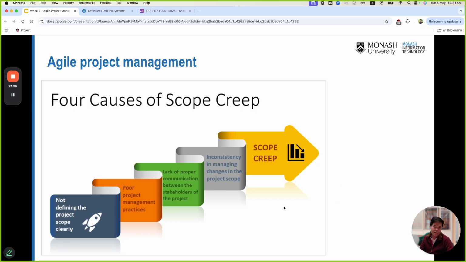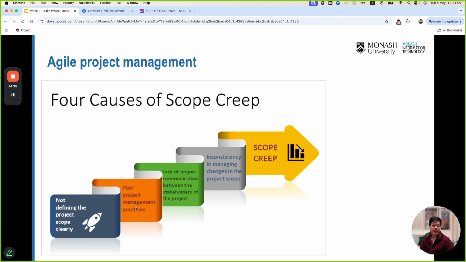All right, there are 4 factors that can lead to scope creep. First, you didn't define the project scope clearly, right? Let's say we have a login feature, but what kind of login? Do you mean 2-factor authentication? How strong is the password? Does it need API login, or does it need to sync with other login credentials? Does it need to connect with the Google account? We need to get into the detail as much as possible so that the software engineers or the developers can implement it correctly.